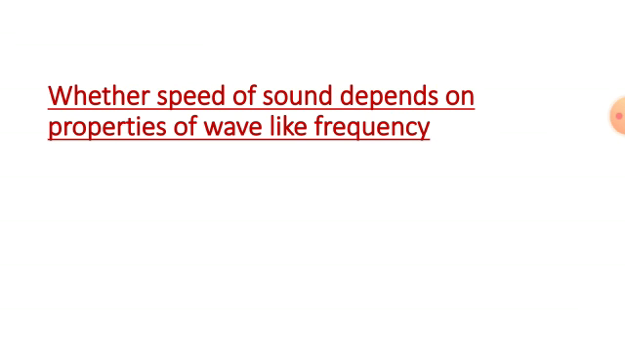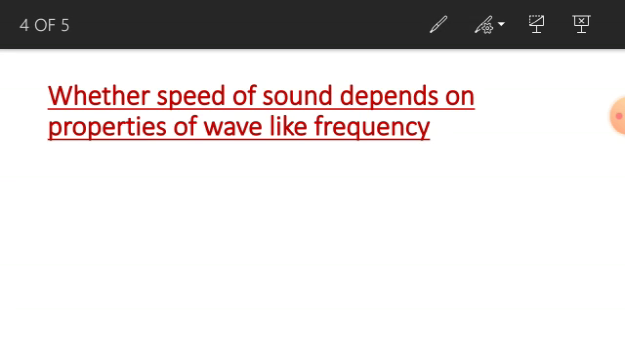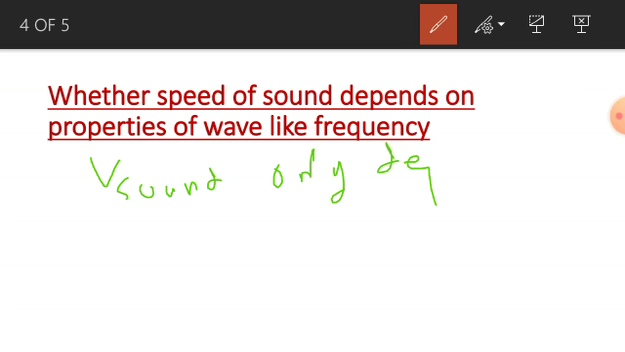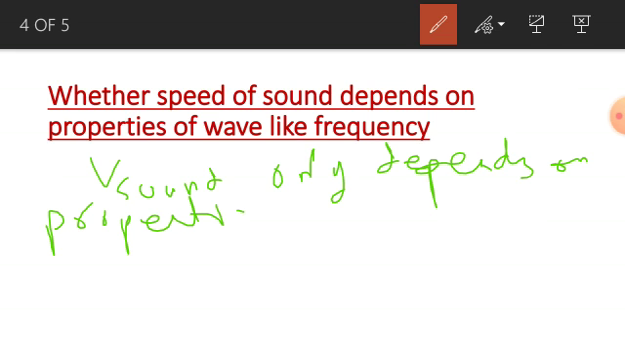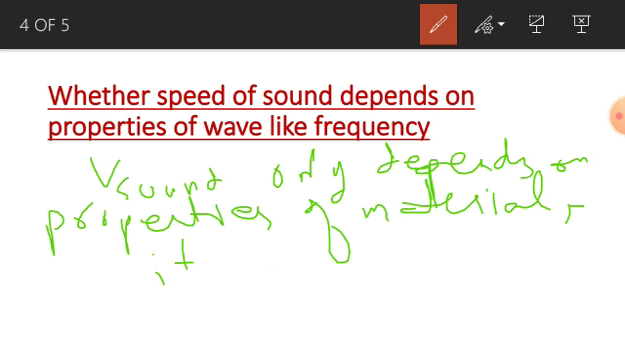Whether speed of sound depends on properties of wave like frequency, wavelength, etc. or not. So actually speed of sound only depends on the properties of material. It is independent of the properties of wave.